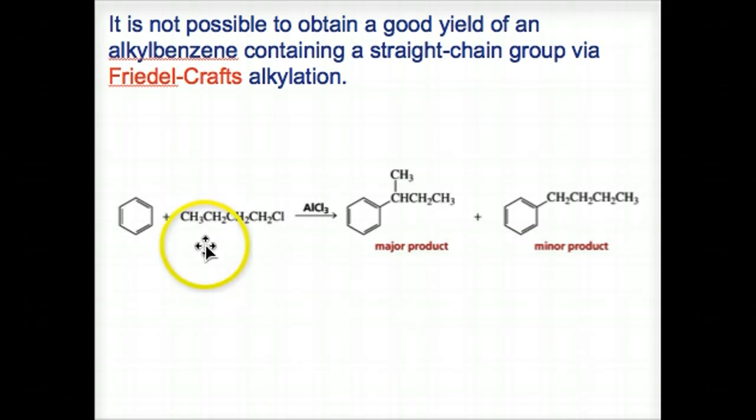Here is 1-chlorobutane and benzene in the presence of a Lewis acid, and the major product results from the primary carbocation undergoing rearrangement. Notice it's not a straight chain substituent, it's a rearranged alkyl substituent. As opposed to only 35%, this will yield about 65% of the product. This will be 35% of the product. This is the unrearranged alkyl substituent.